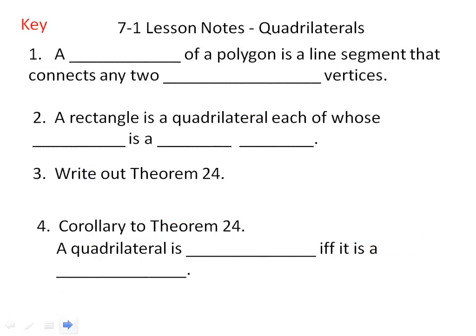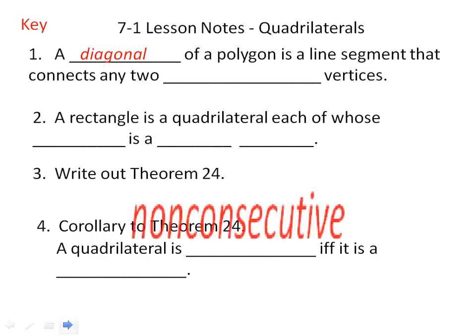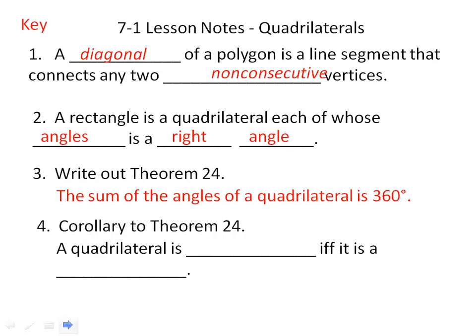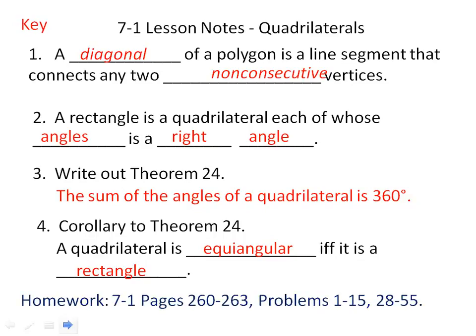Let's go back and remind ourselves about 7-1. That's your task for the day. A diagonal of a polygon is a line segment that connects any two non-consecutive vertices. A rectangle is a quadrilateral, each of whose angles is a right angle. Theorem 24 is new today. The sum of the angles of a quadrilateral is 360. And a quadrilateral is equiangular if and only if it is a rectangle. So your homework for today is right here. 7-1, pages 260 to 263, problems 1 through 15, 28 through 55.